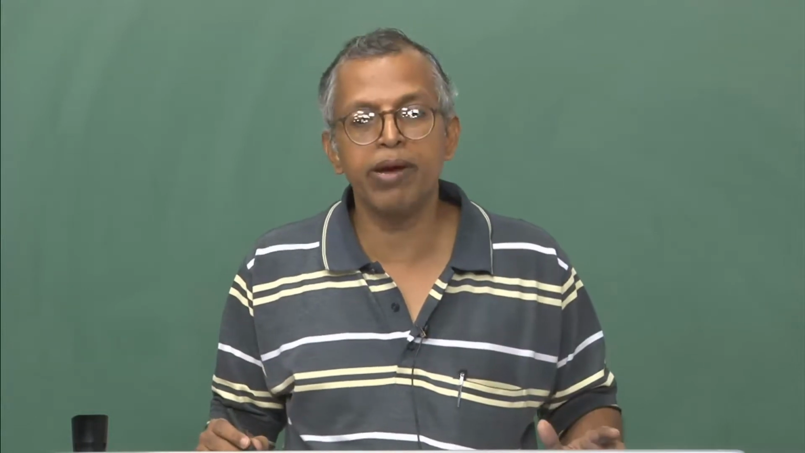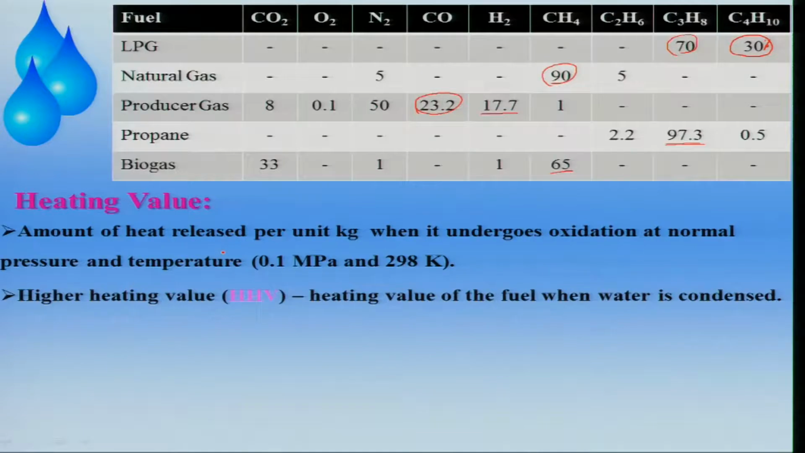We will have to use a Junkers calorimeter for measuring the calorific value of a gaseous fuel, and you can refer to my book, where the schematic is given, which I will not be showing here, and understand how it can be done. So, when you talk about heating value, there will be two heating values. One is the higher heating value, the heating value of the fuel when water is condensed. That means whenever combustion takes place, particularly of hydrocarbon and hydrogen, water will be formed. If it is condensed, then you will get the heating value which is known as the higher heating value.